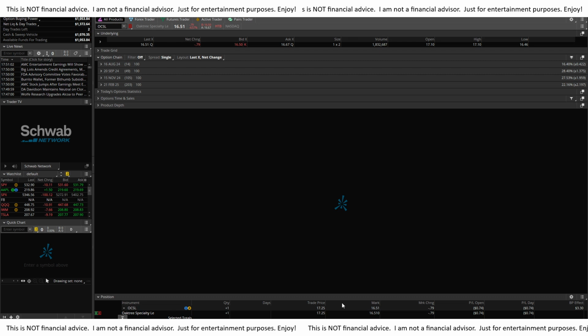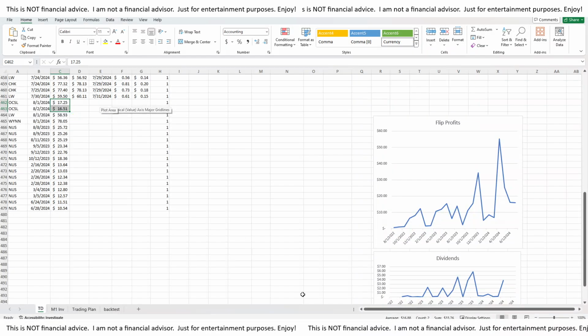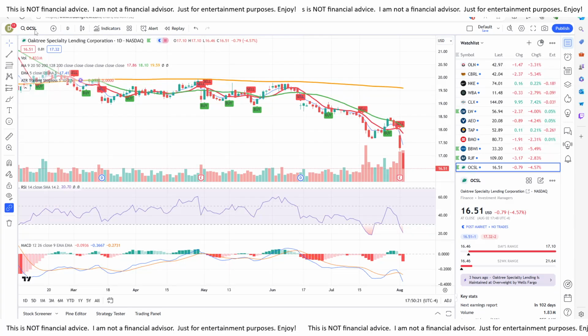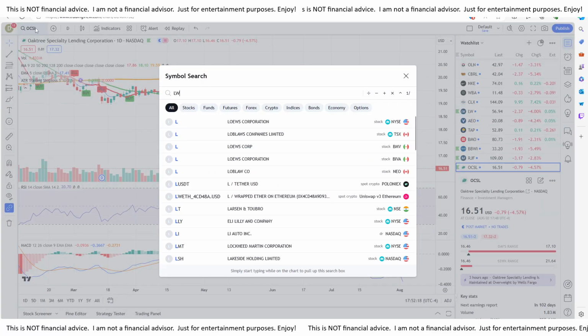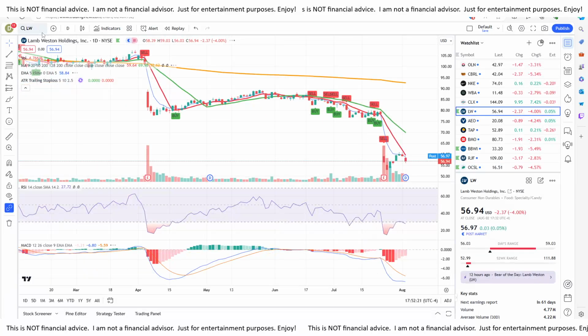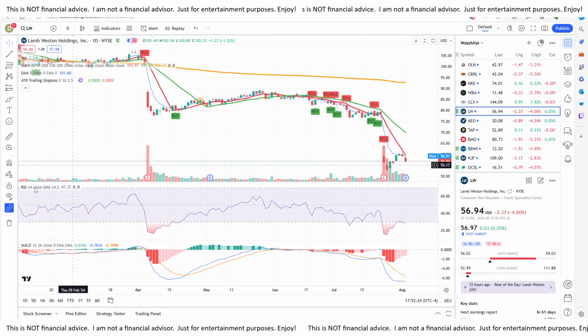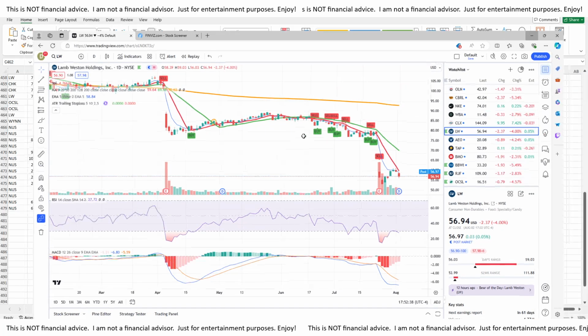All right, on to the rest of it. Next is LW, the Potato Company, Lamb & Weston. Under the 30 RSI, it's 27. You can see it over here. And looks like it's on the ex-date. So we locked in a dividend. This purchase today will not pay, but that's okay. 56.97.